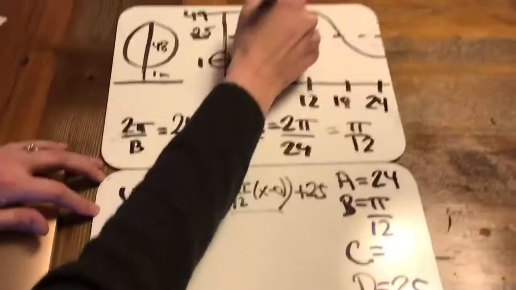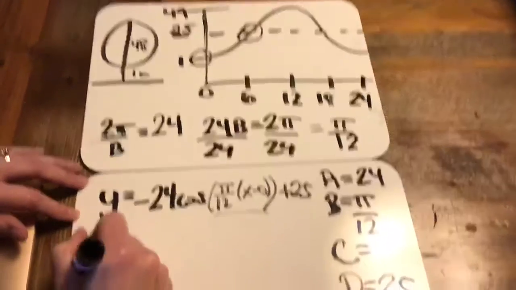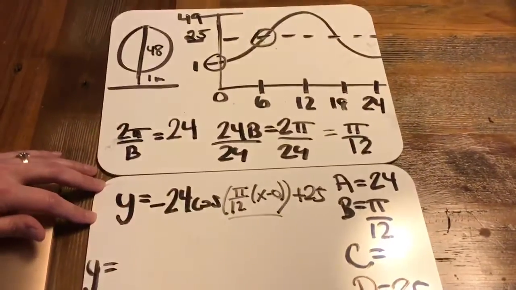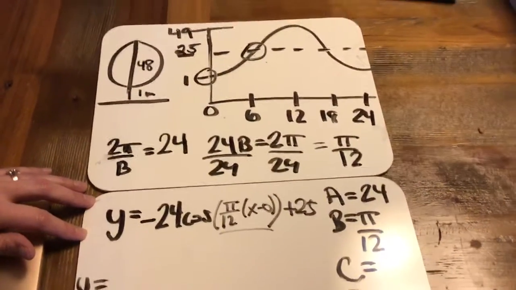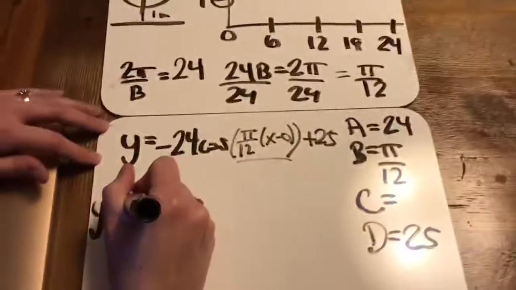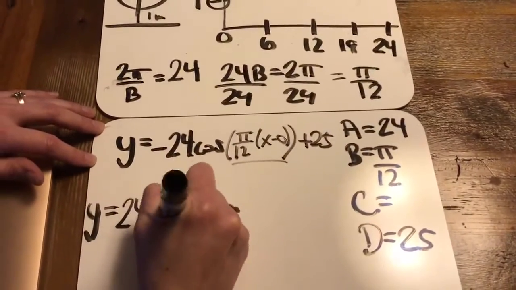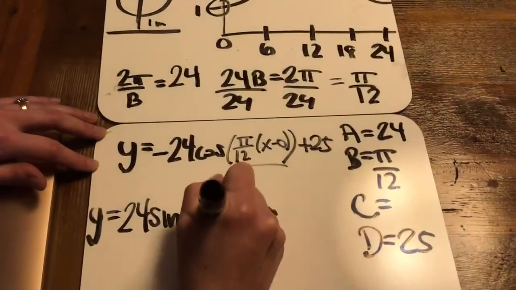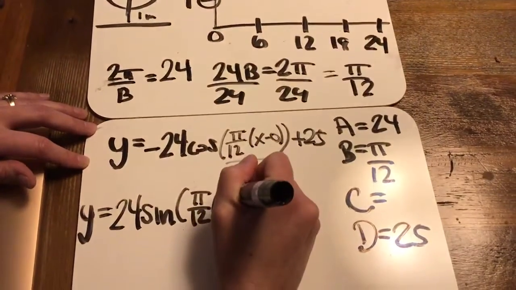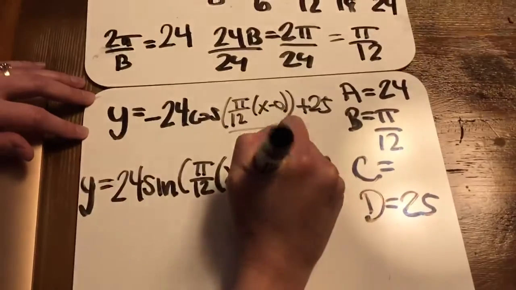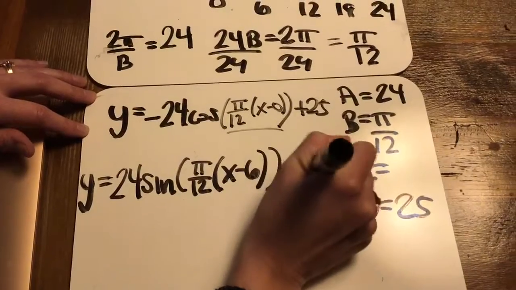Then I could go to this intercept and I could write a sine curve. So y equals, if I look at that intercept, the next point is a maximum, which tells me that my sine curve is positive. So this is 24 sine pi over 12. And then inside here I would have x minus the 6, plus 25, okay?